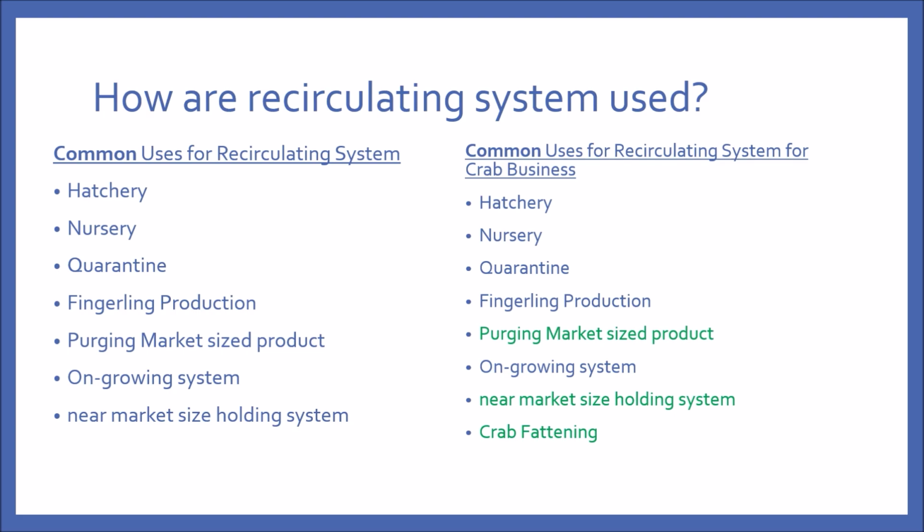So what are the common uses of RAS systems in the crab business? We have previously seen that restaurants always like to store their crabs in aquariums, which is what we call purging of market-sized products, and near-market holding systems. Holding systems can be run on RAS systems, which increases the shelf life of the crabs. And lastly, it has also been used for crab fattening and soft-shell crab, and in some parts of the world, grow-out operations.